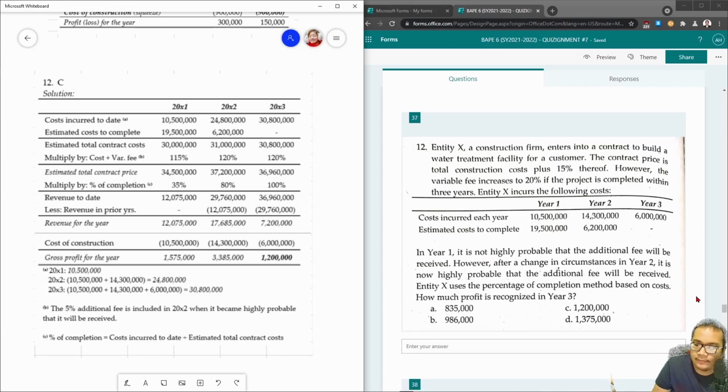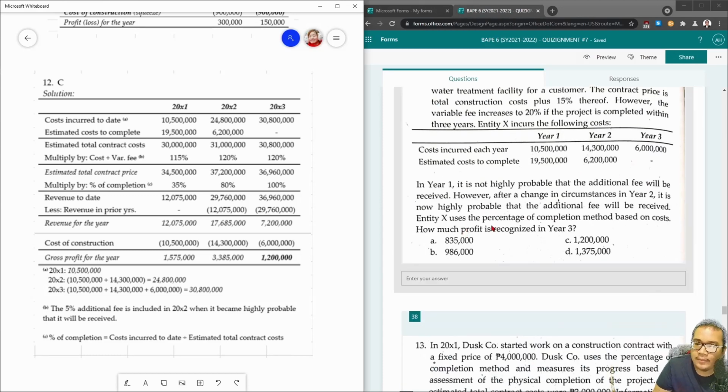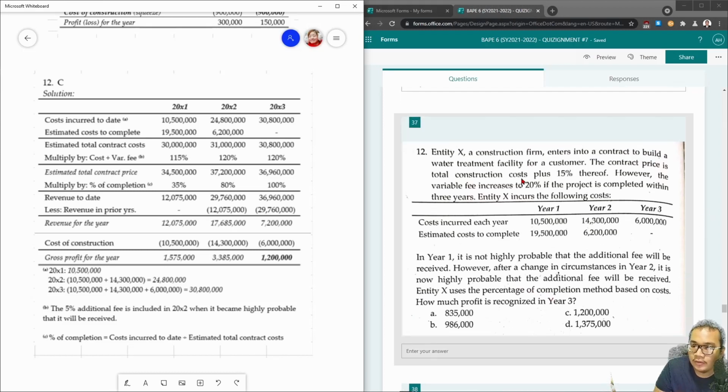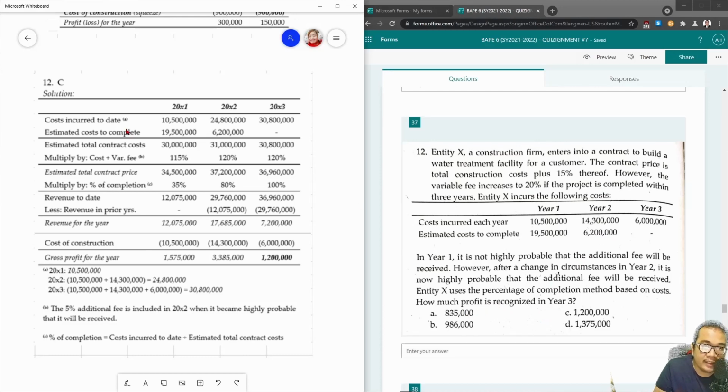So, in year 1, it is not highly probable that the additional fee will be received. So, wala kang gagawin sa year 1. Pagdating ng year 2, however, after a change in circumstances in year 2, it is now highly probable that the additional fee, yung 20%, will be received. So, magkakaroon ng sa year 2. Entity X uses the percentage of completion method based on cost. How much is recognized in year 3?